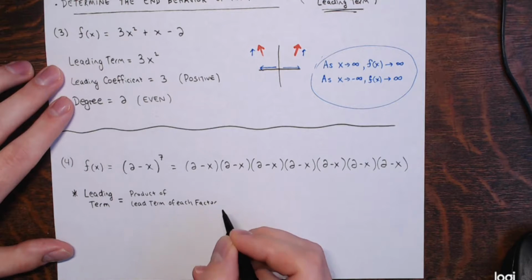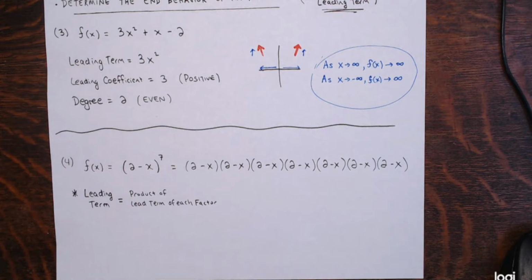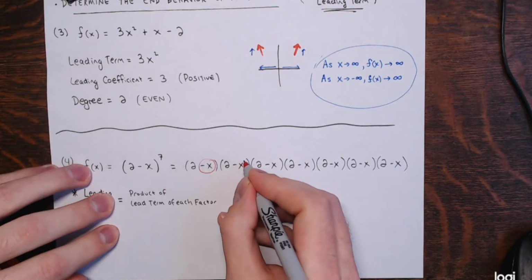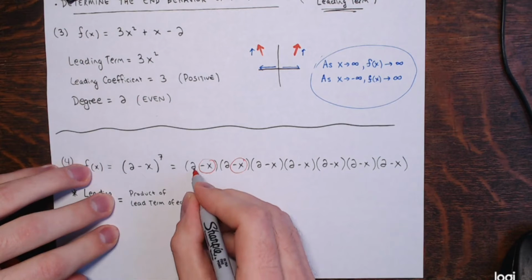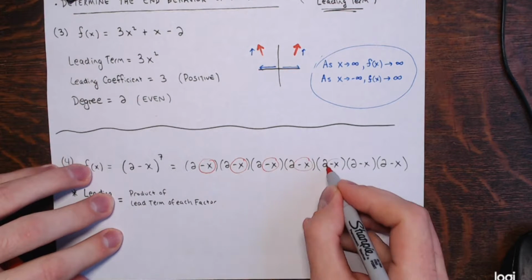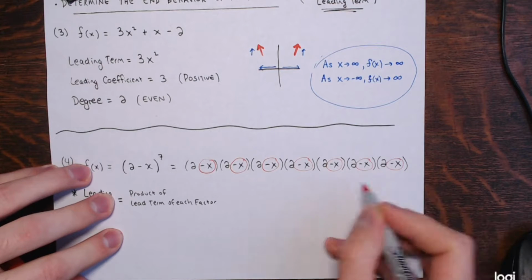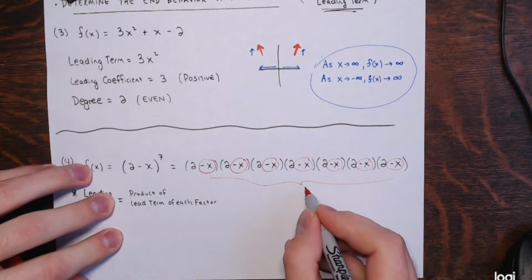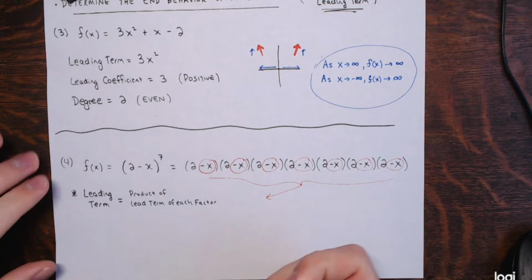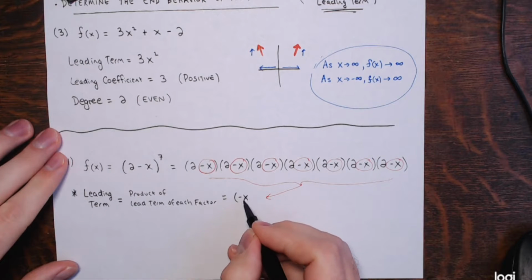Okay, so remember, the leading term is the highest powered term. So if you go through each factor, the leading term of each factor would be this negative x, right? That's x to the first power. 2 has x to the 0 power. So I'm just looking at the negative x's, the leading term of every single factor. So what we'd end up with for the leading term would just be negative x to the 7th.